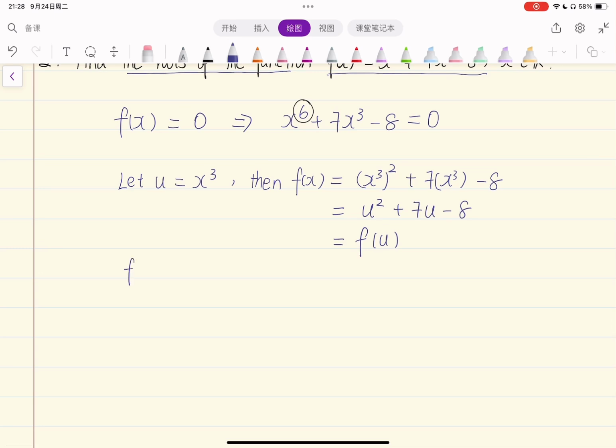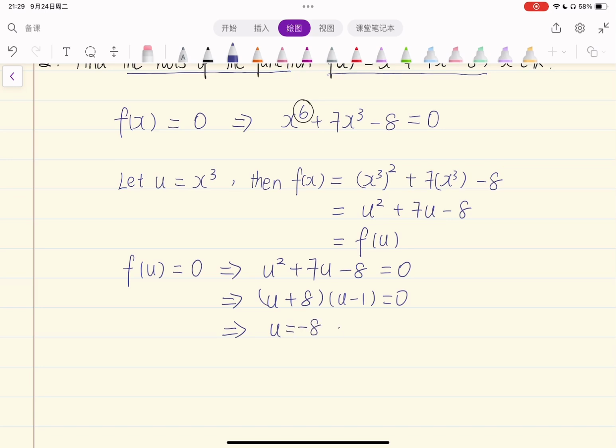Then what we can write is f(u) equals 0, which implies that u squared plus 7u minus 8 equals 0. Now we know how to solve it, the quadratic equation. We have (u plus 8) times (u minus 1) equals 0. We get u equals minus 8 or u equals 1.